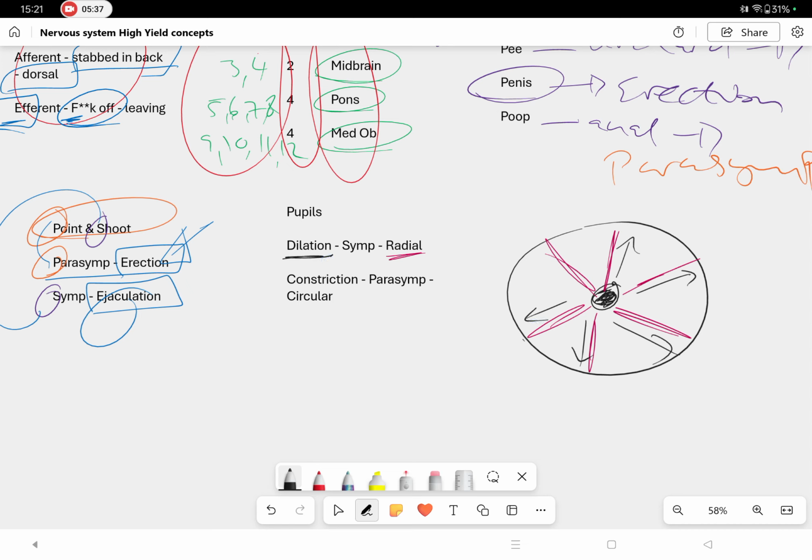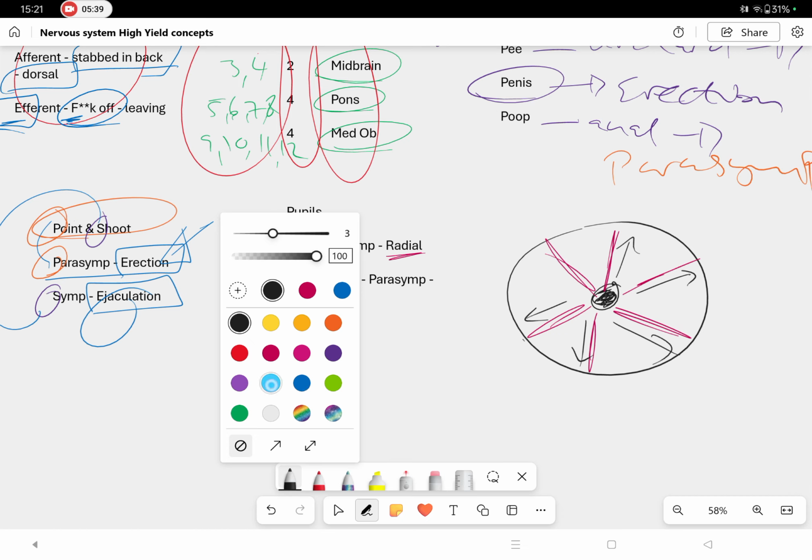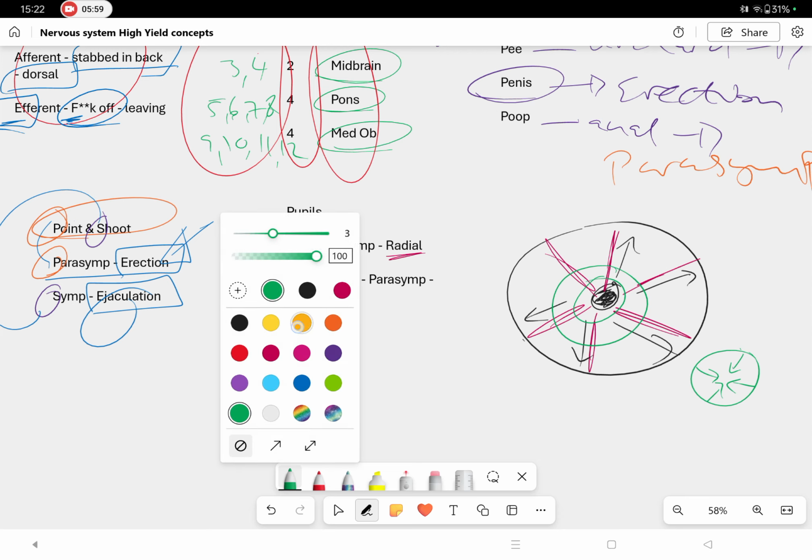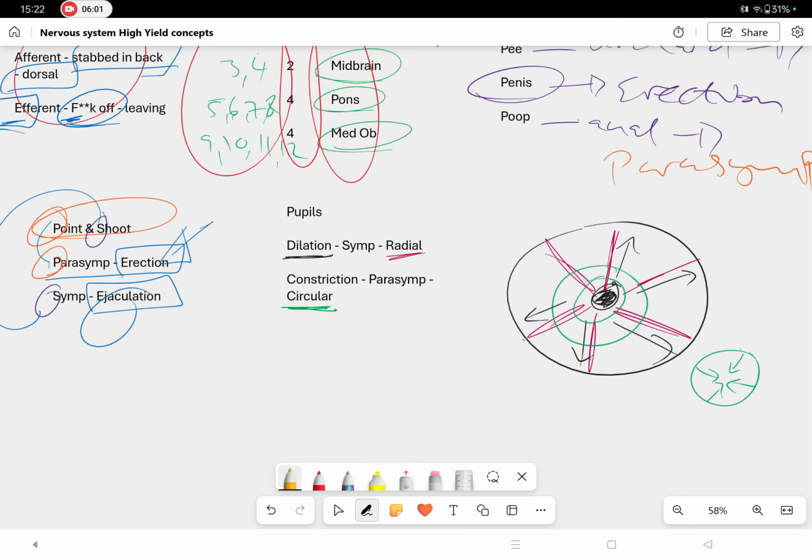Okay, and then your constrictor, and I'll go into the main bit that I want to really discuss in a moment. So your constrictor are circular muscles like this, and understandably when you constrict circular muscles it will pull the whole thing inwards. And so you'll get constriction due to the circular muscles. Now, which of these is sympathetic and which of these is parasympathetic? And this is the most important bit. So remember this.